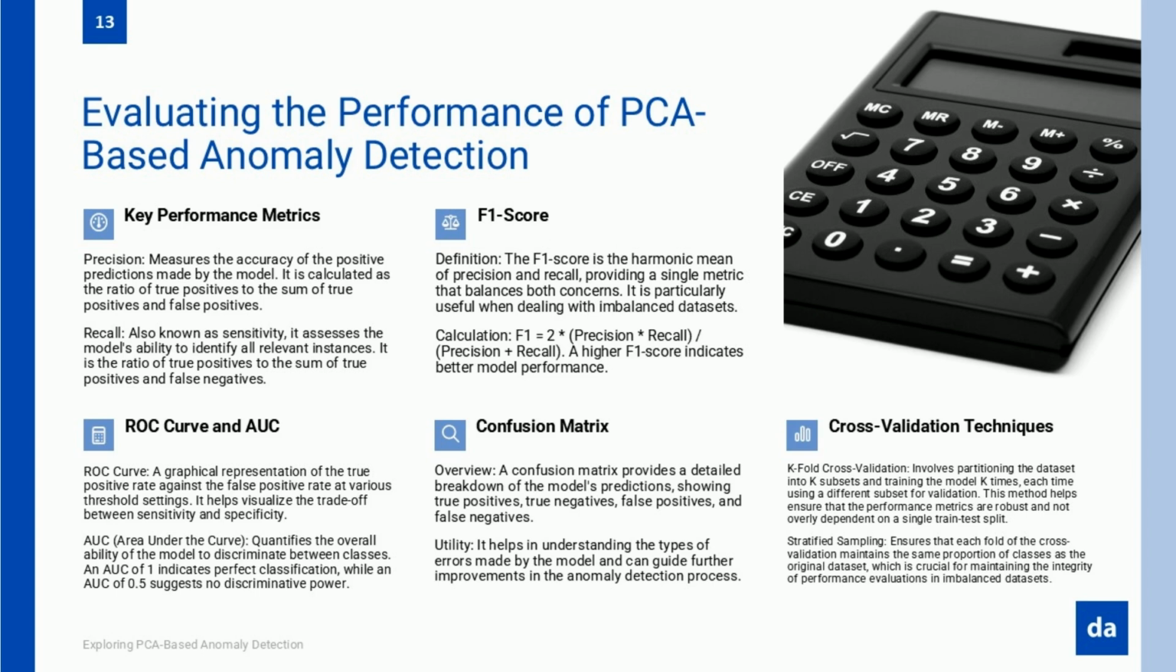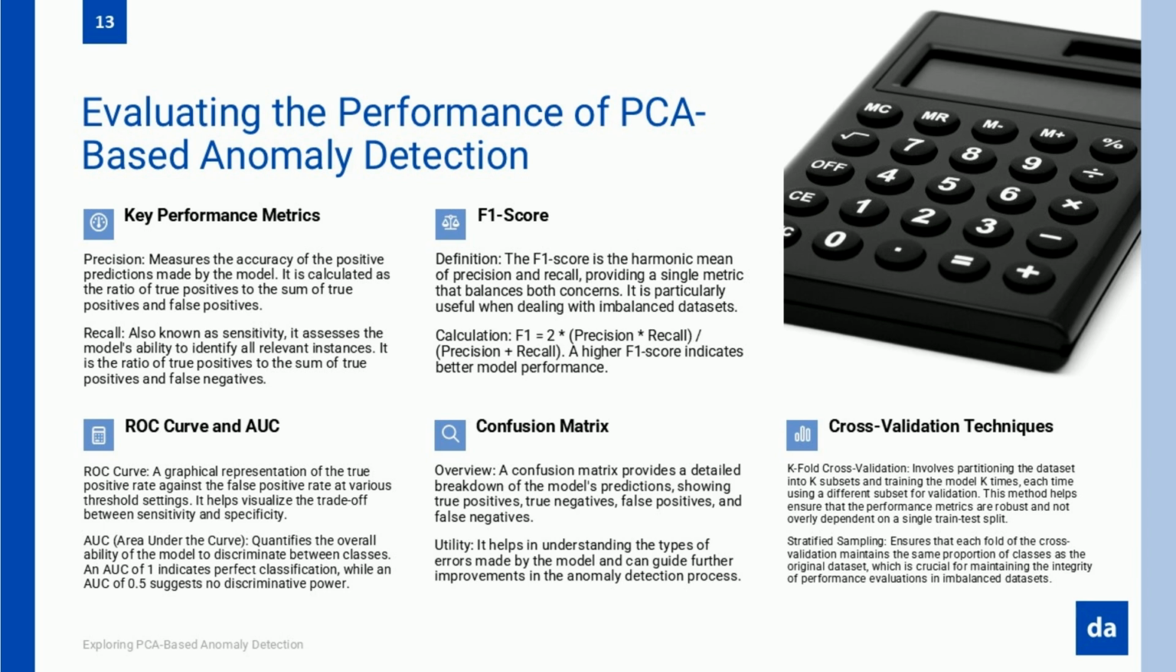One approach is to analyze reconstruction errors. By looking at the difference between the original and PCA reconstructed data, we can determine if our method is capturing meaningful deviations. If anomalies consistently show higher reconstruction errors while normal data stays close to zero, we know PCA is working effectively.